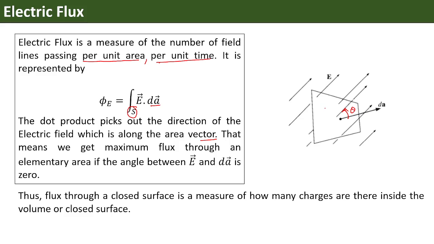If the field lines are perpendicular, so for example E is going in this direction, dA is in this direction, in that case the angle will be pi by 2, 90 degrees, and cos 90 degrees is 0. So that means the flux will be equal to 0 through this surface. So the dot product actually picks up the direction of the electric field which is along the area vector. All right. Now that means we get the maximum flux through an elementary area if the angle between E and the elementary area is 0.